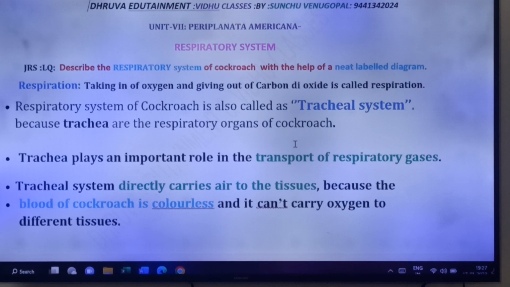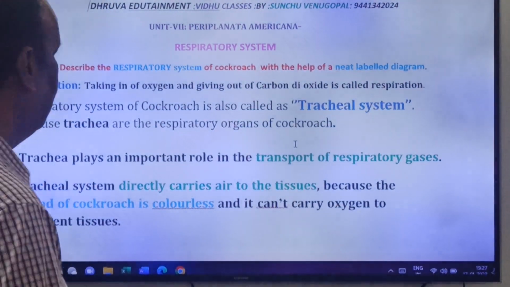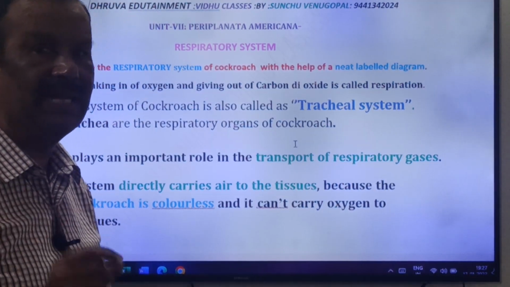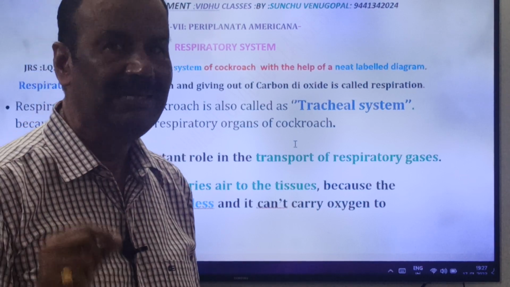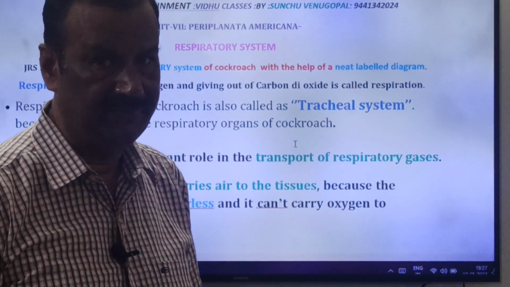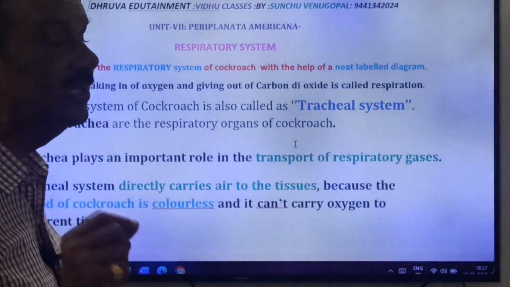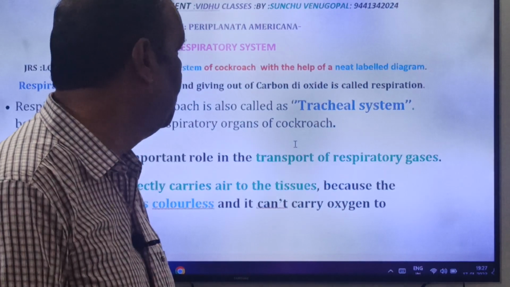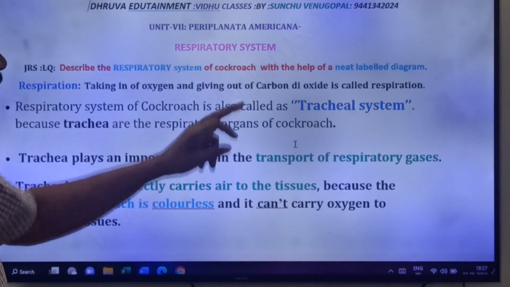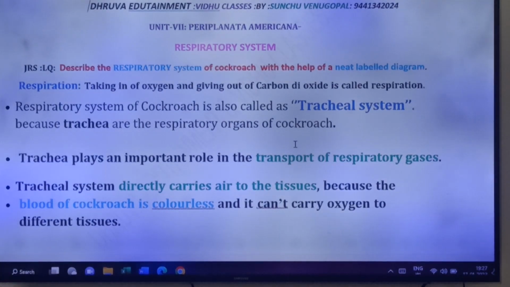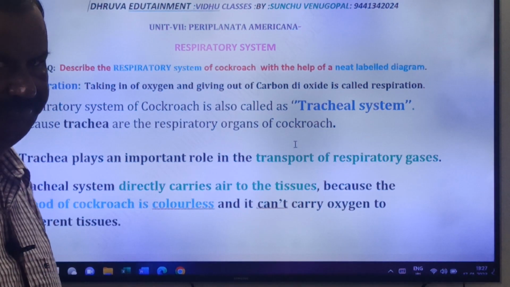Friends, this question is from Unit 7 of first year Zoology, that is from Periplaneta americana. Periplaneta americana is the scientific name of cockroach. So here you have to write about what, friends? Describe the respiratory system of cockroach with the help of a neat labeled diagram. Respiratory system of cockroach, respiratory system of Periplaneta americana.